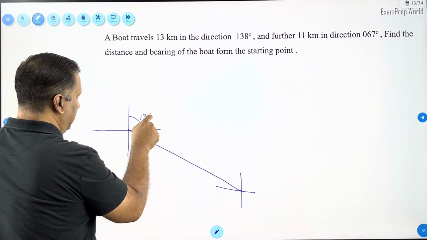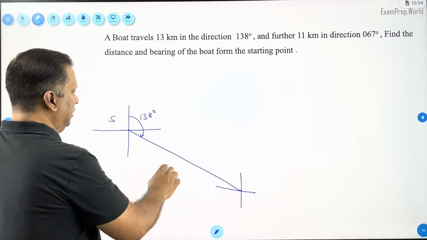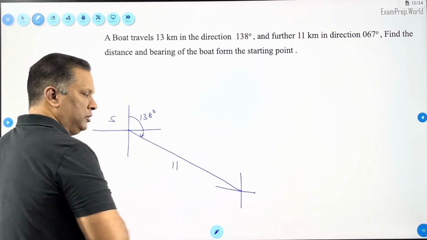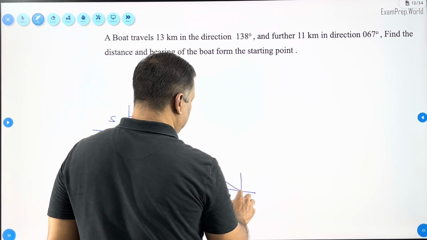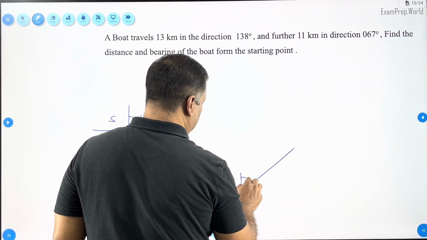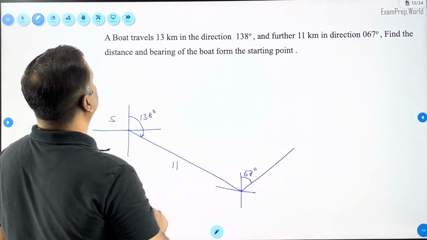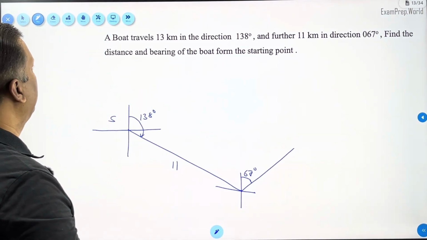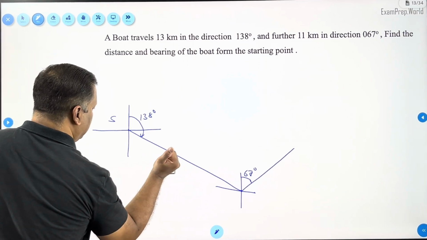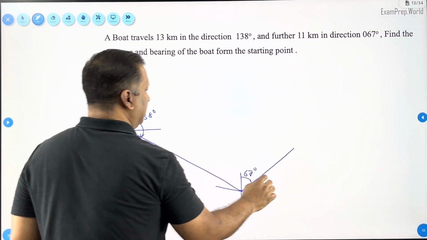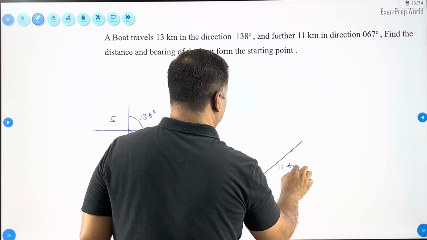This is 138 degrees. The boat started from here, the starting point. Okay. How much distance? 11 kilometers. From here, it is traveling only at 67, so this angle is 67 degrees. And how far did he travel? Okay, so we made a small mistake. This is 13 kilometers and this is 11 kilometers.